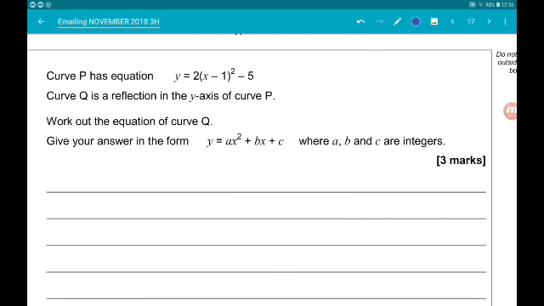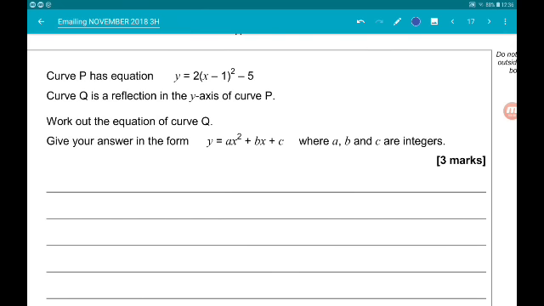Okay, question 20, probably quite a tricky one. So curve P has equation y equals 2 lots of (x minus 1) squared minus 5. Curve Q is a reflection in the y-axis of curve P. Work out the equation of curve Q, giving our answer in the form y equals ax squared add bx add c, where a, b and c are integers, so whole numbers.